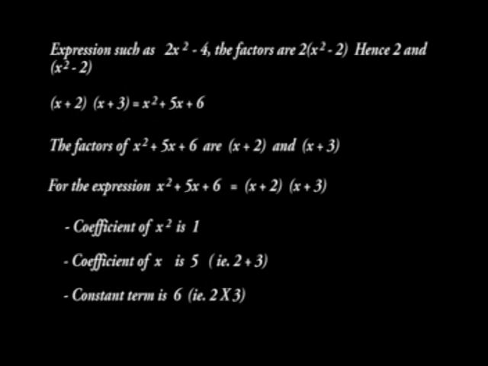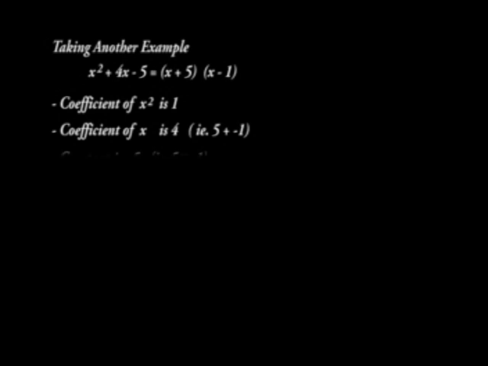Taking another example, x squared + 4x - 5 is equal to (x + 5)(x - 1). The coefficient of x squared is 1. The coefficient of x is 4, that is 5 + (-1). The constant is -5, that is 5 times (-1).